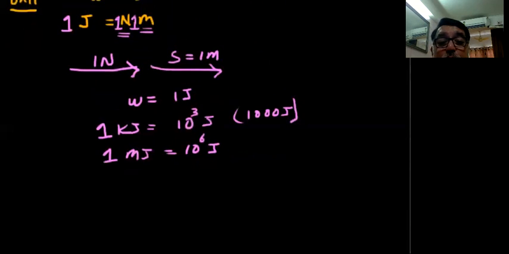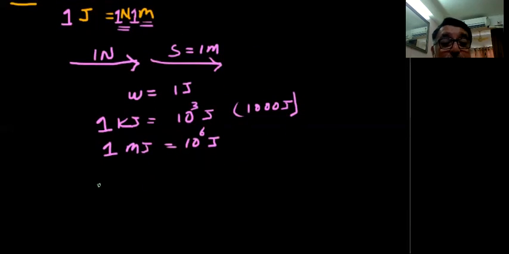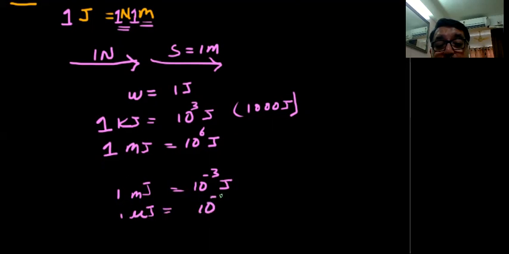Now, what are the smaller units of work? These are the bigger units of work that we have studied. Now let's figure out the smaller units. One small unit is 1 millijoule, with a small m and joule. That means 10 to the power minus 3 joules. And then we can also have 1 microjoule, which will be equal to 10 to the power minus 6 joules. So these are the units of work.